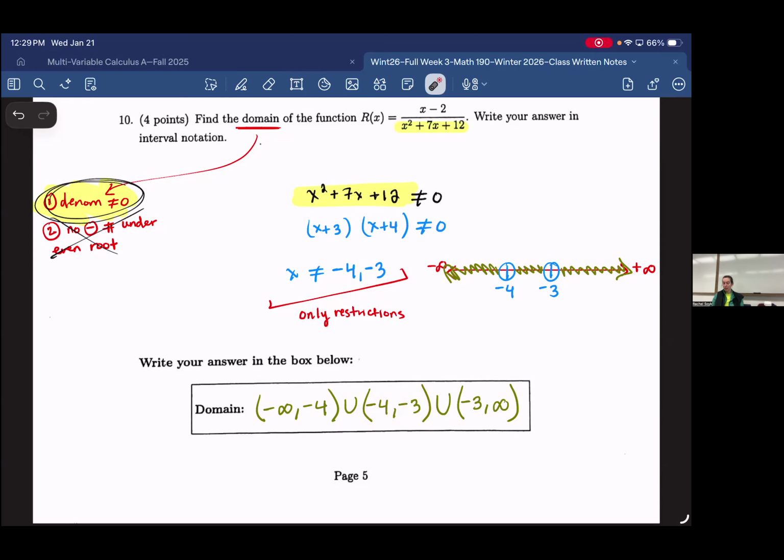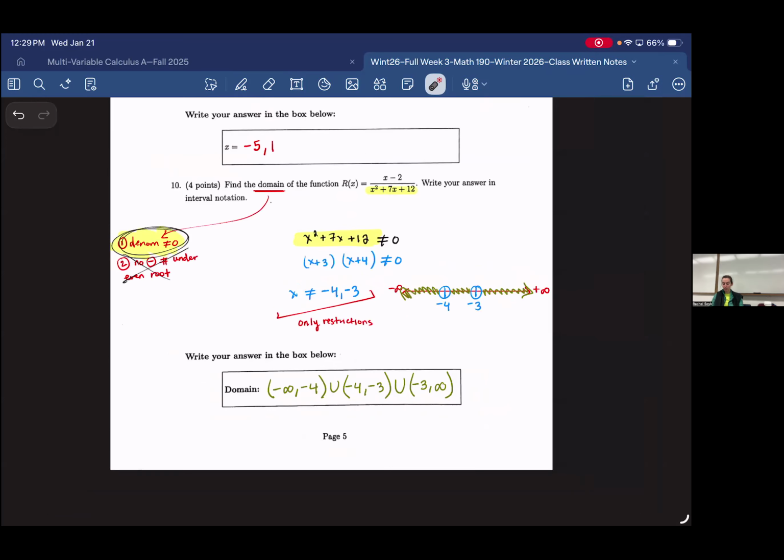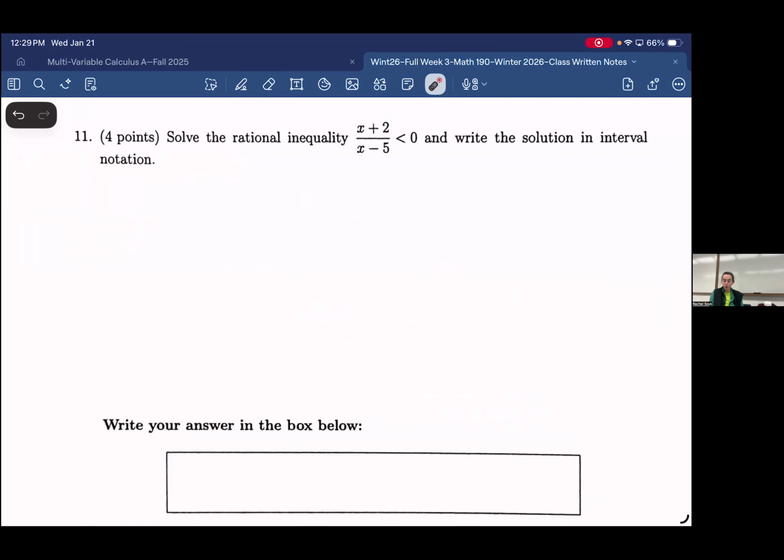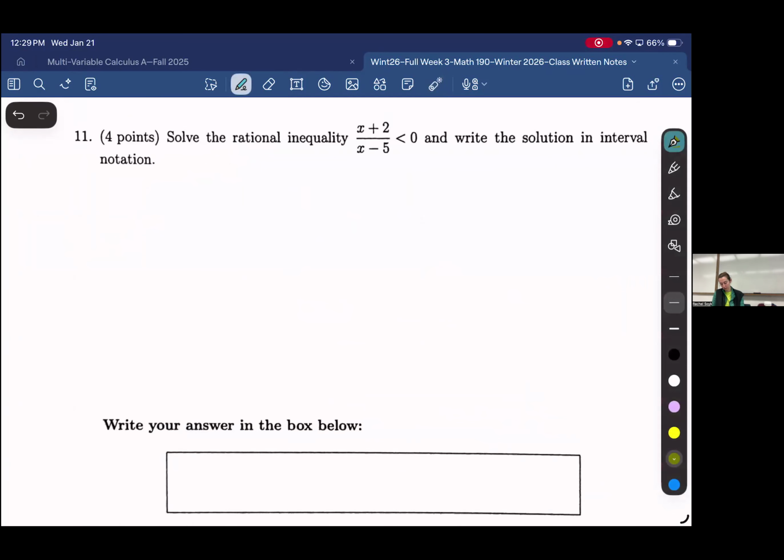Okay. Let's move to question 11, where we have a rational inequality question. This is good practice from the quiz that we took earlier today. And so we have everything over on that left-hand side, and our right-hand side is 0. So we're good with that first step.